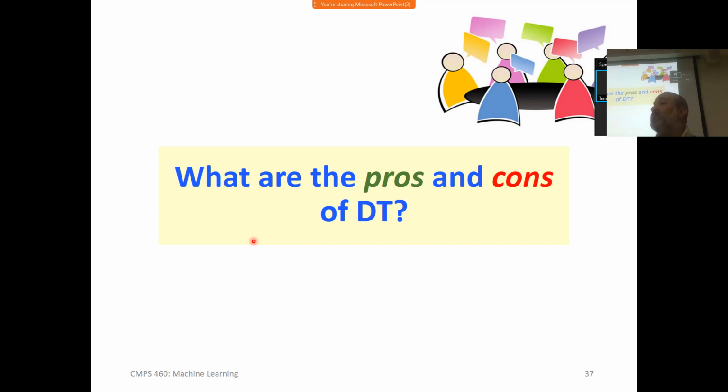Now about the cons, what are the disadvantages? Yes, Omar. But that's not specific for decision trees, right? That's for any supervised learning algorithm. We need labels. So I cannot say that this is a disadvantage for decision trees in particular. Sulaiman?